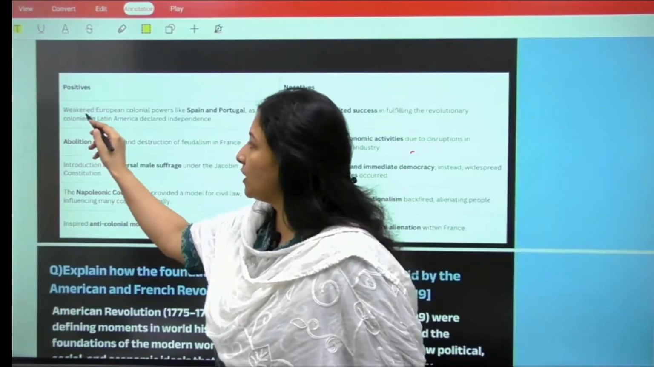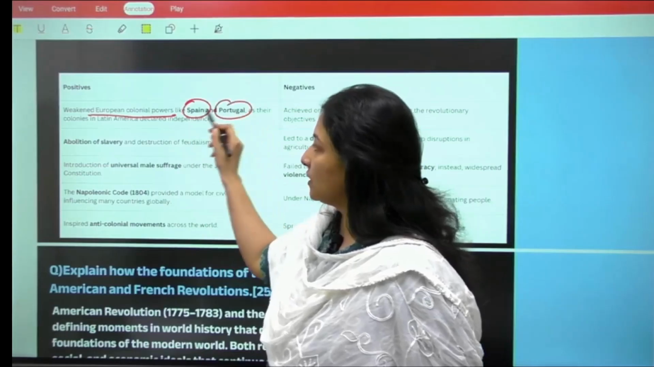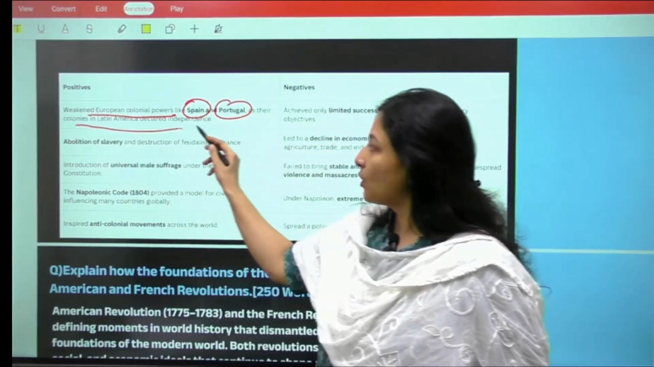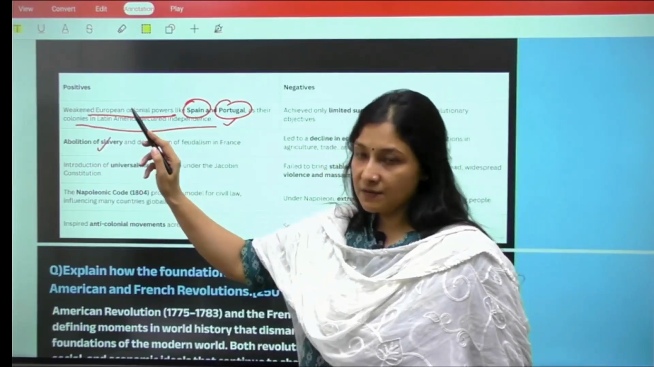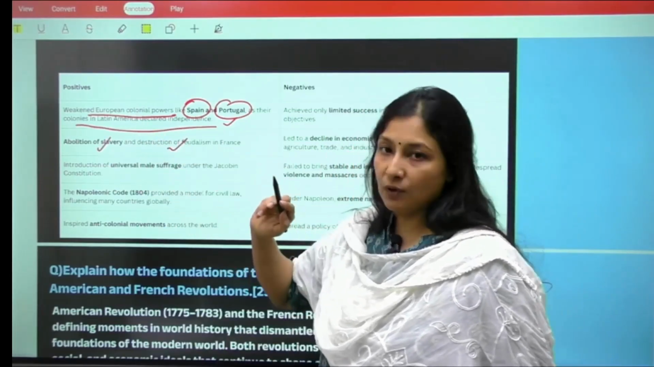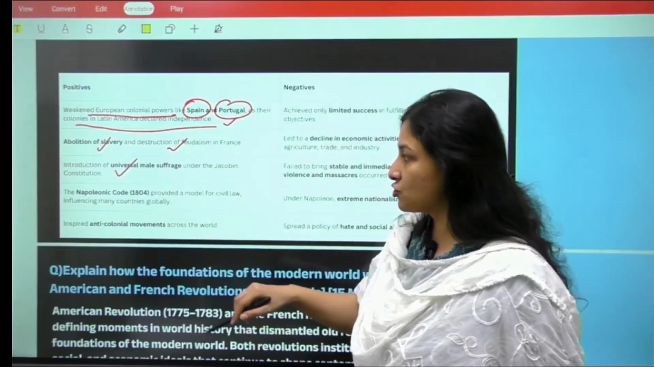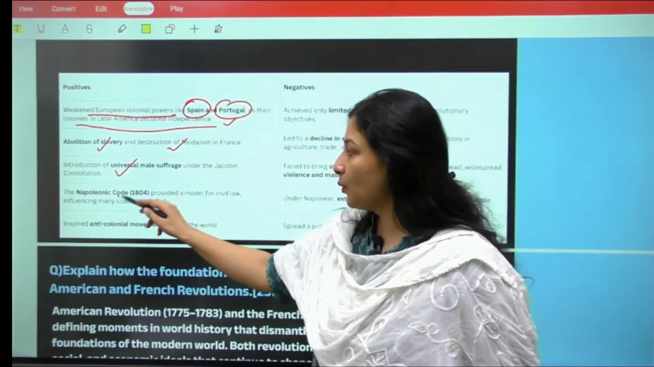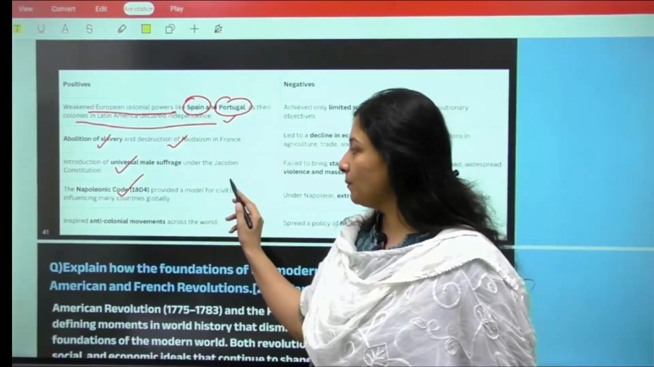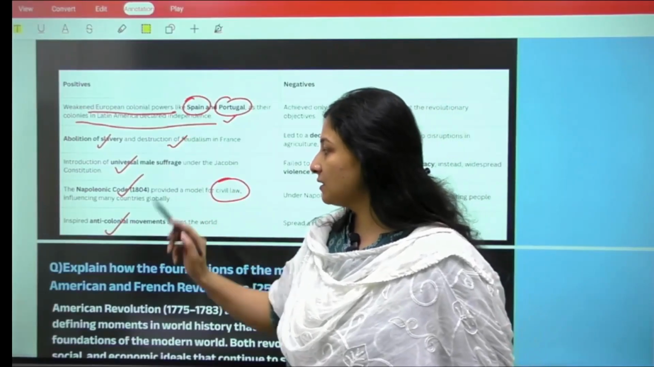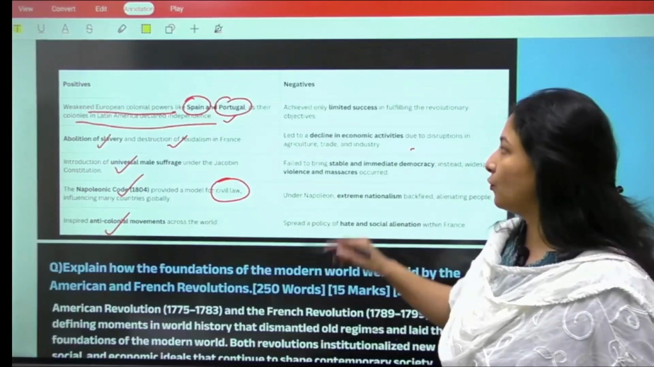First of all, it weakened the European colonial powers like Spain and Portugal, as their colonies had declared independence. Abolition of slavery we have seen. We have seen destruction of feudalism in France. We have seen introduction of universal male suffrage, right? We have seen the Napoleonic Code, or you can say the civil law, right? We have seen that it inspired other anti-colonial movements.